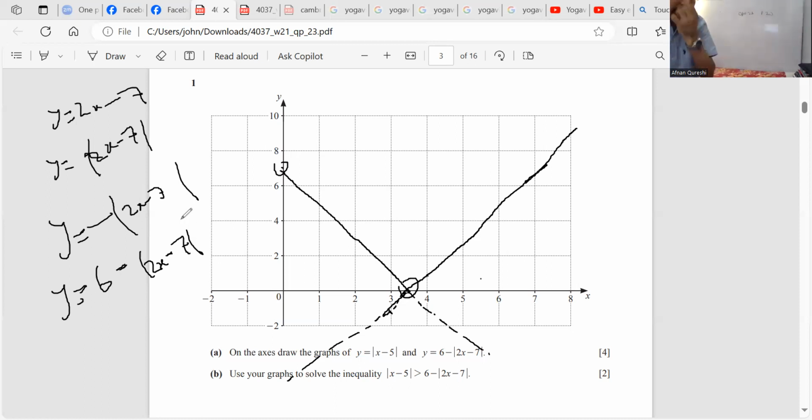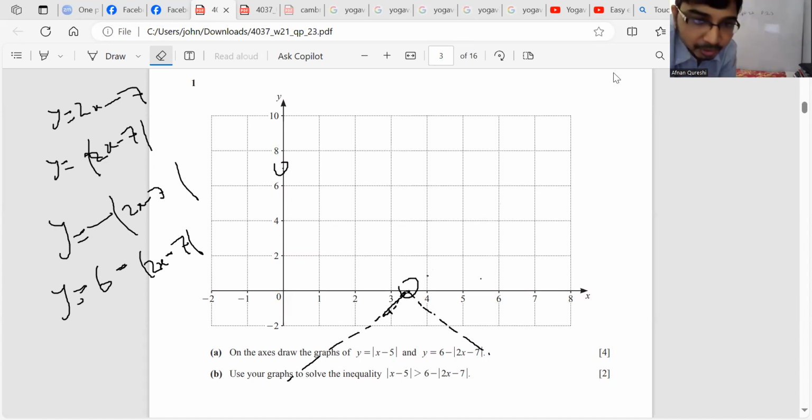If you add 6 to it, what will happen is that the graph of minus modulus 2x minus 7 is simply going to go up by 6 units. Over here, at x equals 3.5, you had 0. Now it is going to become 6.